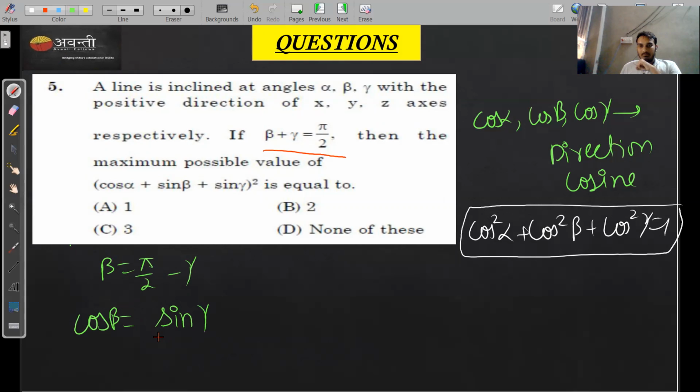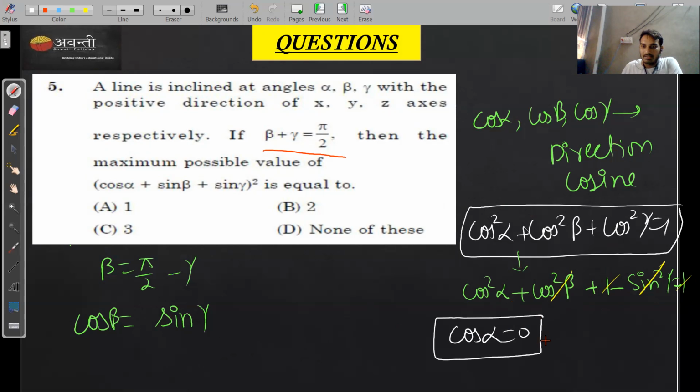Okay. So what I'm doing is, this can be written as cos square alpha plus cos square beta, and cos square gamma can be written as 1 minus sin square gamma, equal to 1. Okay. See, sin gamma and cos beta are equal. So it implies sin square gamma and cos square beta are equal, and these can cancel out. So what are we left with? It means cos alpha is 0. We got cos alpha is 0.